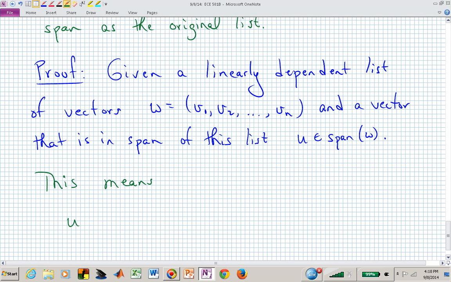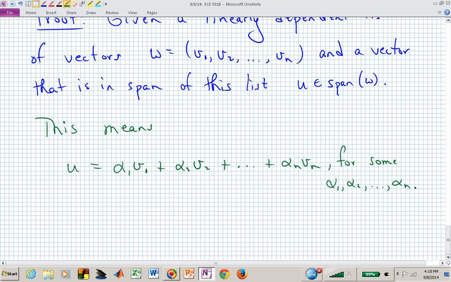And we may have an interesting time trying to find those scalars, but if u is an arbitrary vector, then we can say u is alpha 1 v1 plus alpha 2 v2, etc., up to alpha sub n v sub n, for some set of scalars, alpha 1, alpha 2, up to alpha sub n. We now have a u that's in the span of W, and W is made up of these v's.